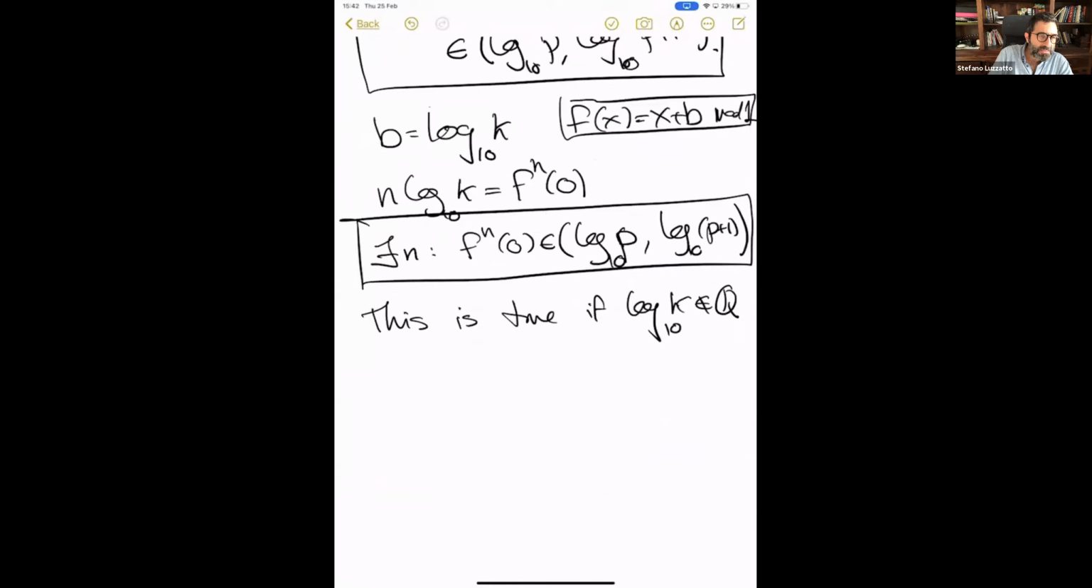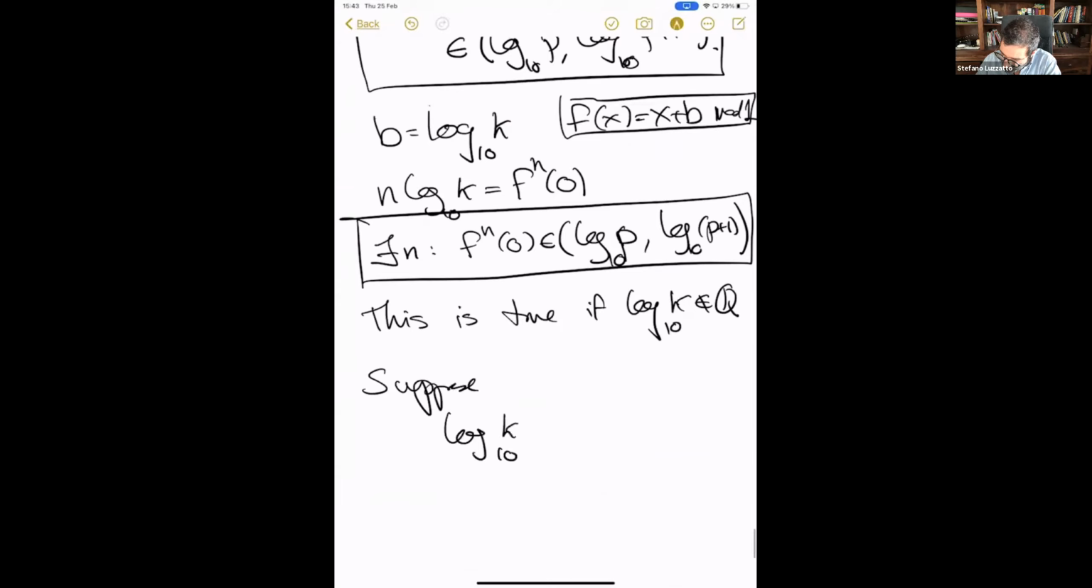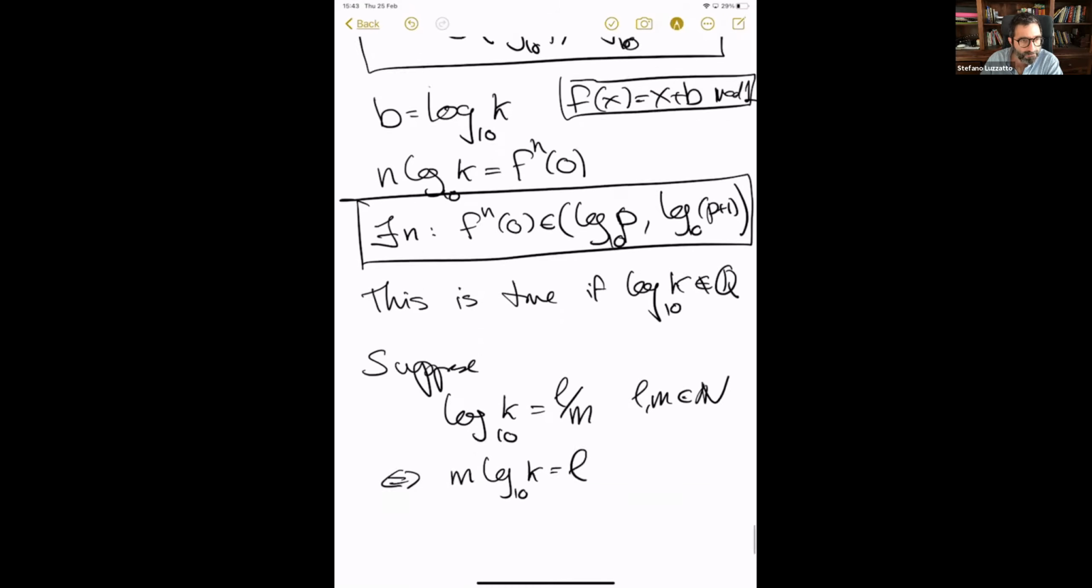Okay, and the fact that this is irrational, we can easily check it. So suppose by contradiction that log base 10 of k equals, let me not use p over q here because I used it already, let's say l over m, where l and m are integers. Then this is equivalent to saying that m log base 10 of k equals l, right?